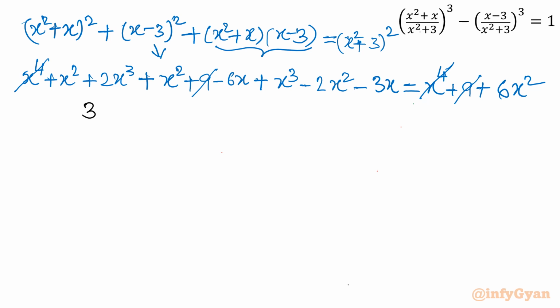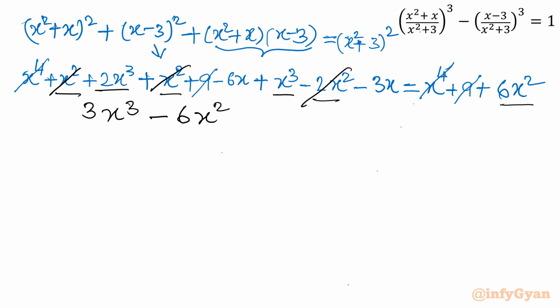3x cube, see x cube and 2x cube, so 3x cube. x square plus x square minus 2x square, so all these terms will cancel. 6x square will come to the left, so it will become minus 6x square. Done. Now what is left? Minus 6x, minus 9, minus 3x, minus 9x. So this is left only.